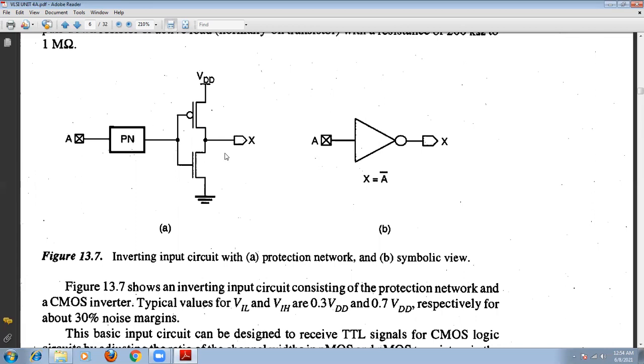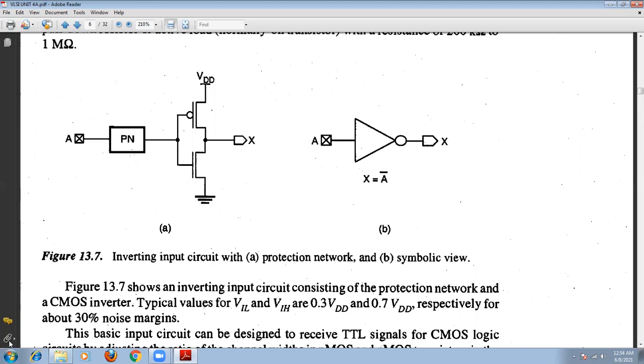Here the typical value of the input low is 0.3 times the value of VDD, and the maximum value is 0.7 times the value of VDD. That is, the low state is VIL, which is 0.3 times the value of VDD, and VIH is approximately 0.7 times the value of VDD.